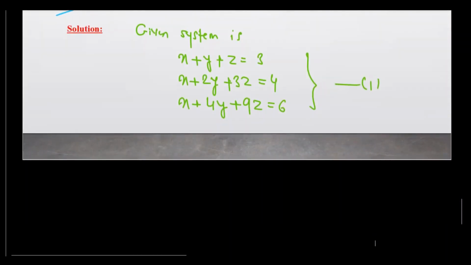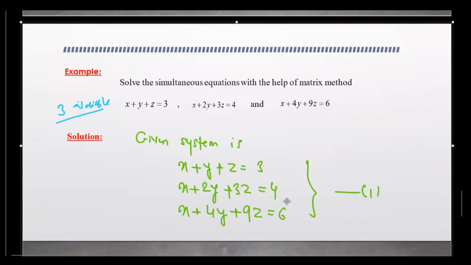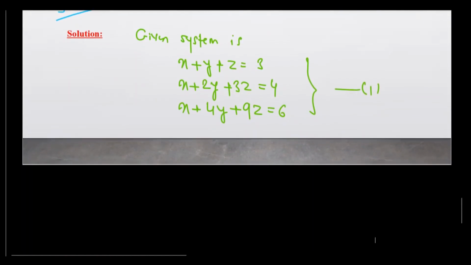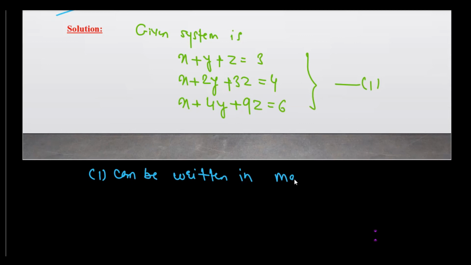Now the first step is to write the given equations in matrix form, and the matrix form is nothing but Ax is equal to B. So the system can be written in matrix form as Ax equal to B. Okay, so what is A? A means the coefficient matrix, X means the column matrix of variables, and B the elements which are present on the right hand side.